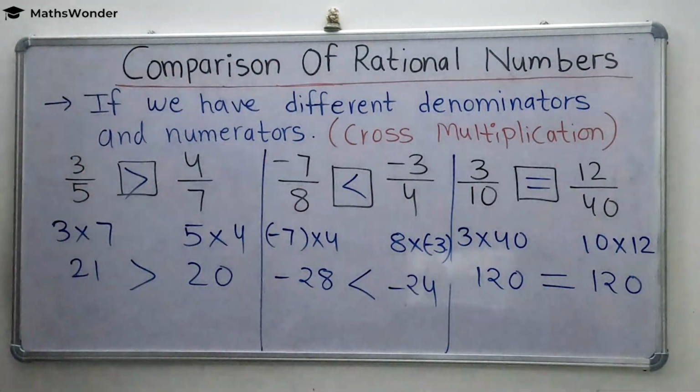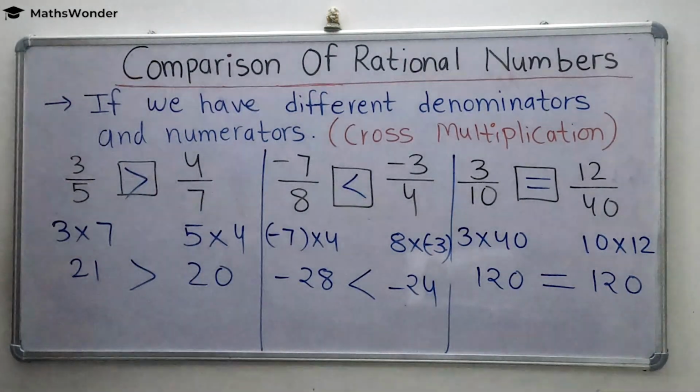So this is the method for comparison of rational numbers. First, all positive numbers are greater than 0. The second property is all negative numbers are lesser than 0. The third property is all positive rational numbers are greater than every negative rational number.